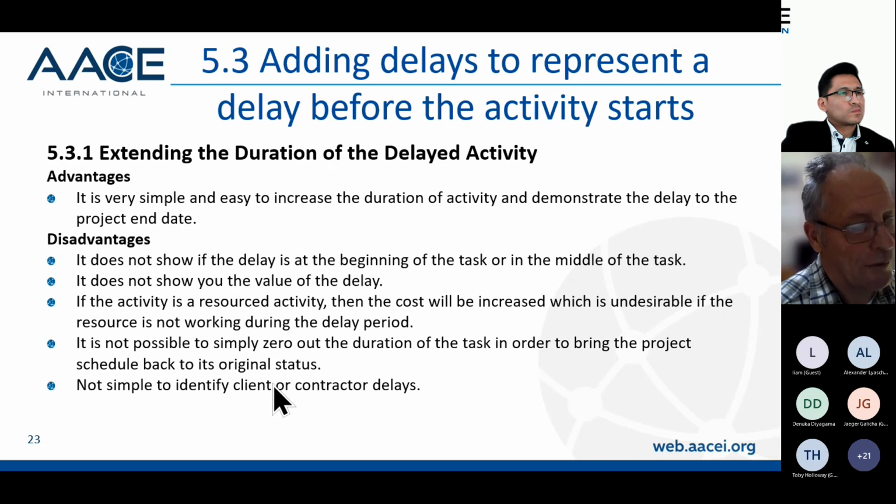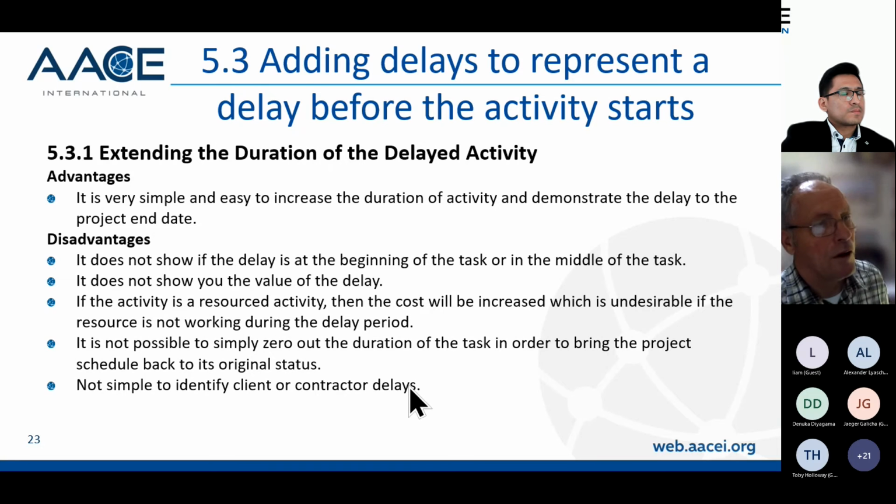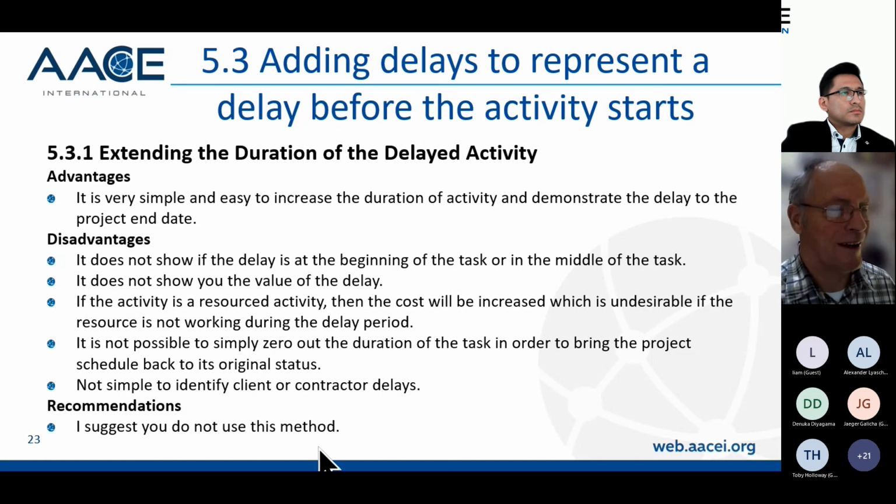It's not simple to identify client or contractor delays, particularly if you've got a task that's delayed some of the time by the contractor and some of the time by the customer. You'd have to put some text in a note column or in the activity description. So again, it's got a significant number of disadvantages, and my recommendation is you don't use this method. I don't think it's a good method, but it's one that people use.